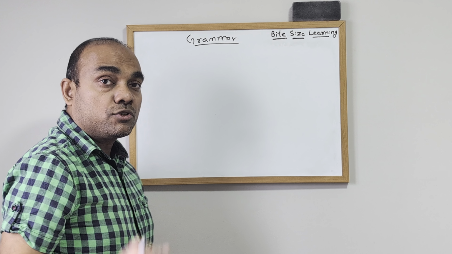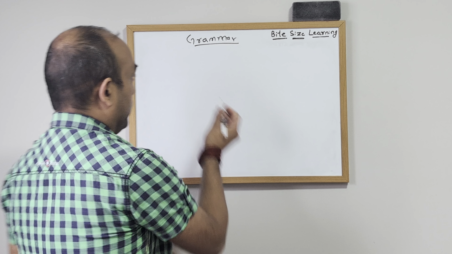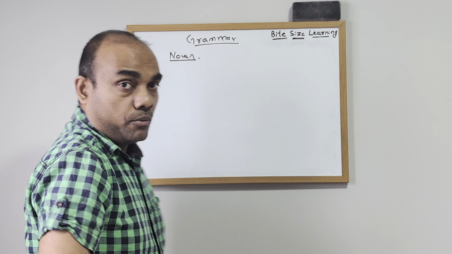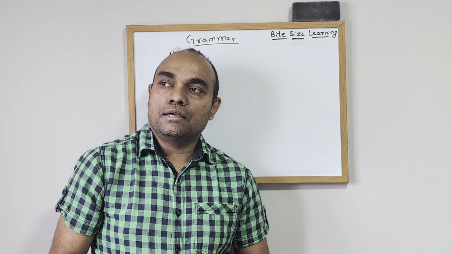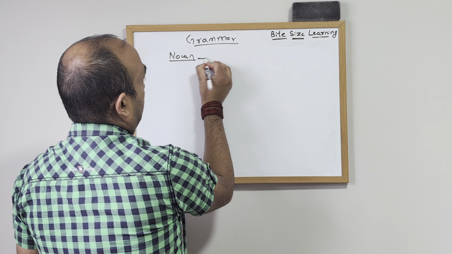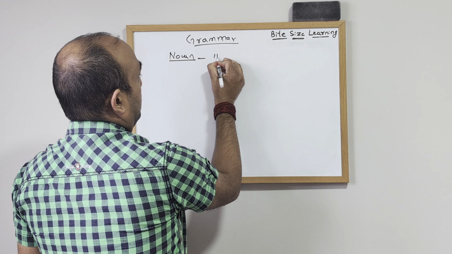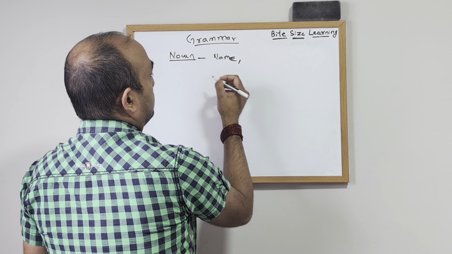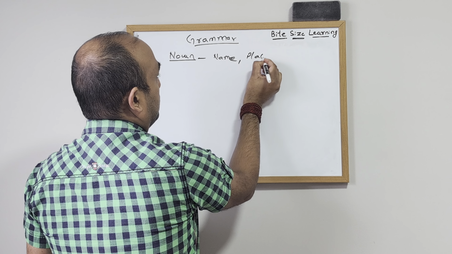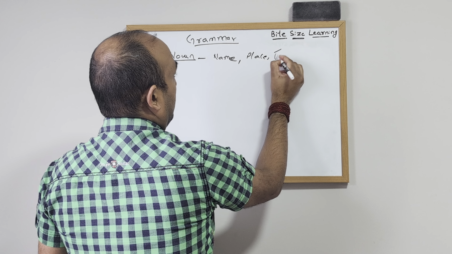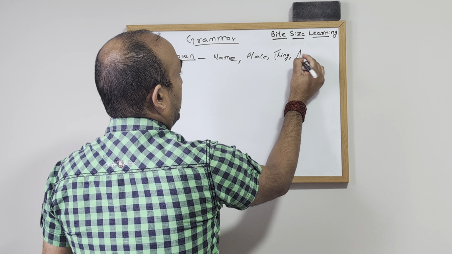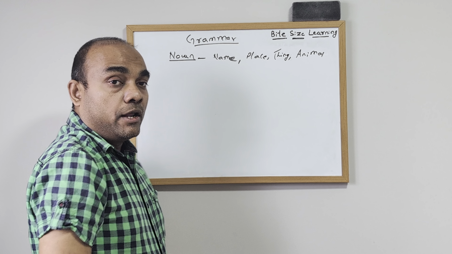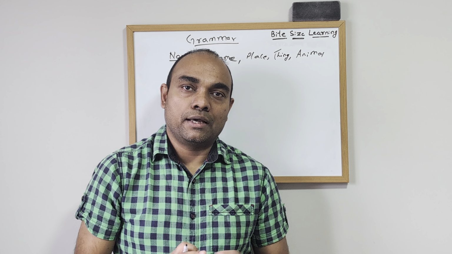All right. So the first topic in grammar is noun, right? We'll discuss noun today. Okay. So what is a noun? A noun is the name, when you talk about some name, place, thing, or an animal, right? A noun has two types. One is a common noun and another is a proper noun.